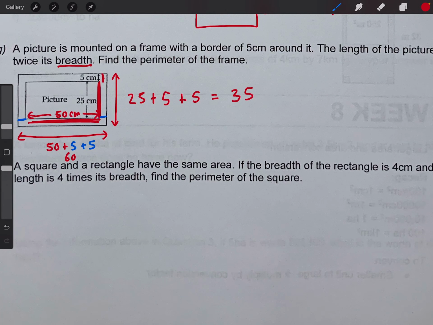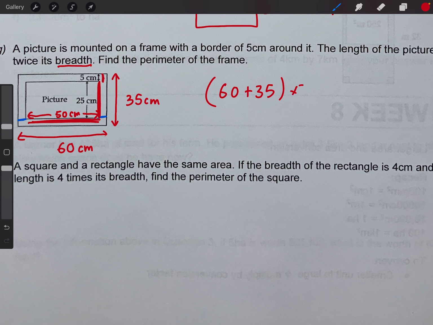That means this. Let me just rub this out for 1 second. That means that the frame is 60 centimeters long and 35 centimeters wide. And we want to find the perimeter. Easy. You do 60 plus 35, and then we double it. So that's equal to 95, and then we double that. That'll be 190 centimeters.